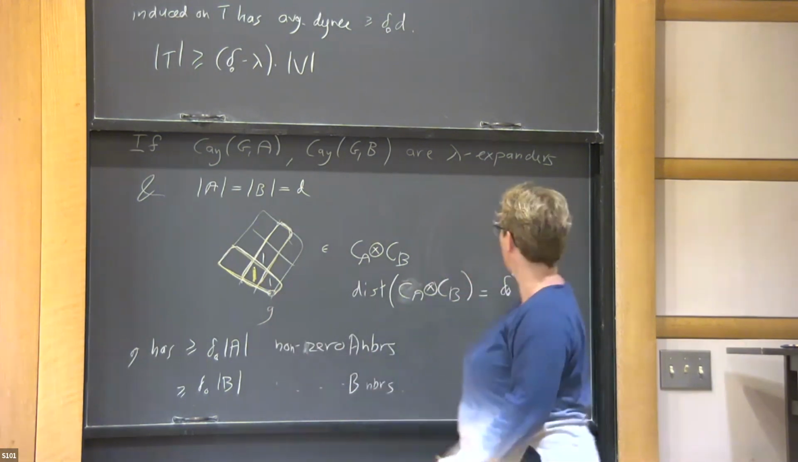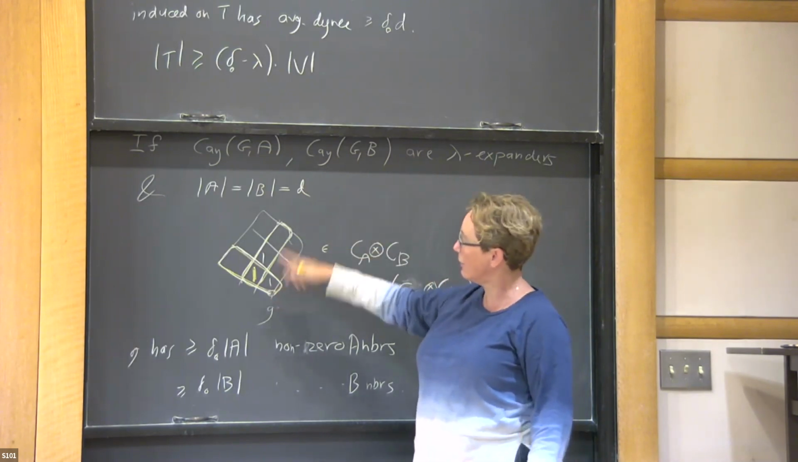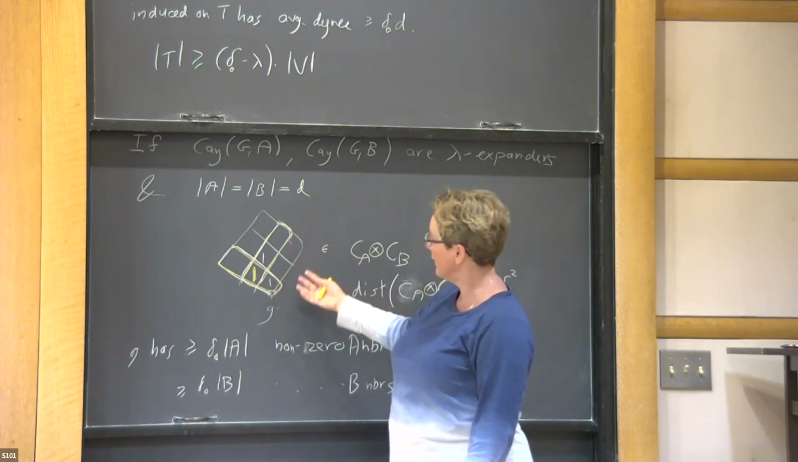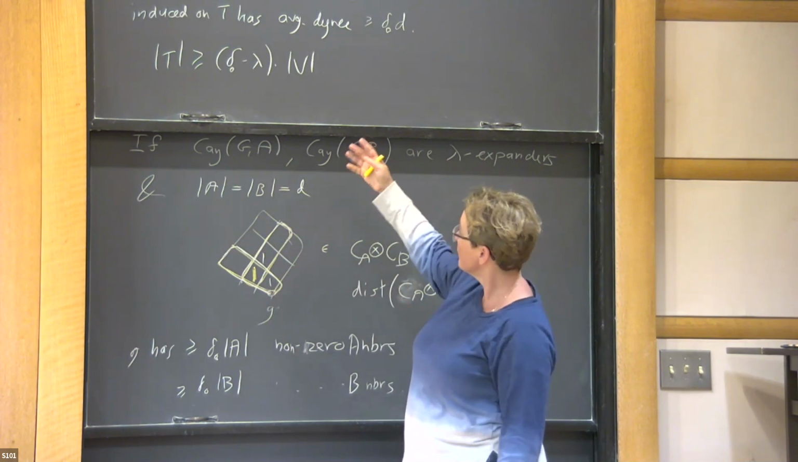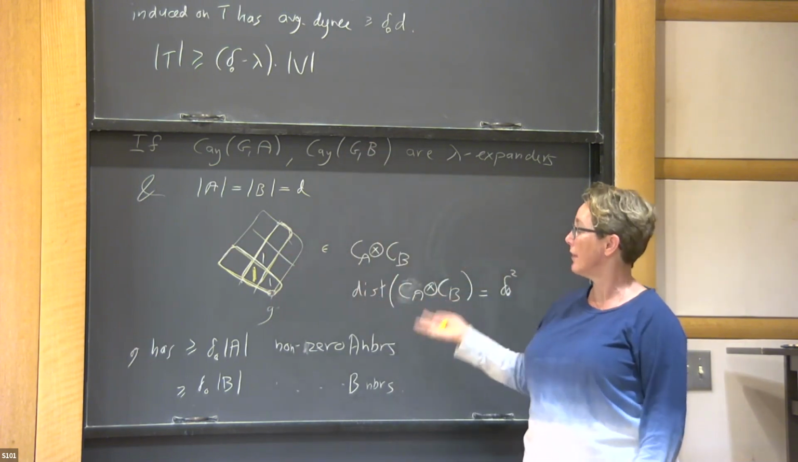non-zero. Okay, so we define the set T to be the set of G's that touch some non-zero square. And immediately we get that the average degree of T is at least delta naught. So it means that the size of T is at least delta naught minus lambda. Okay, what does that tell me about the distance?